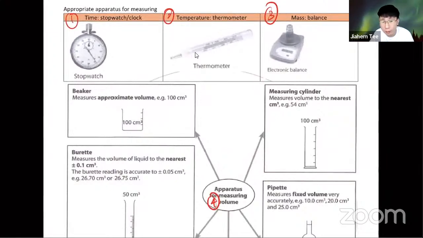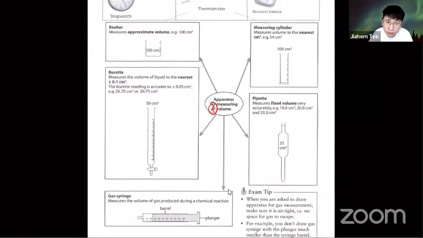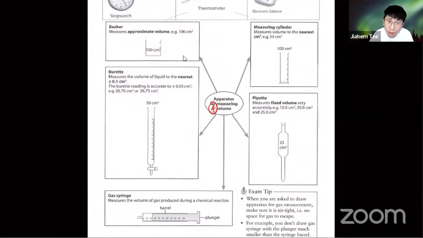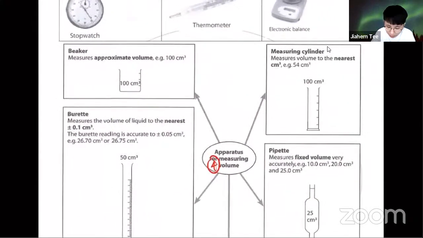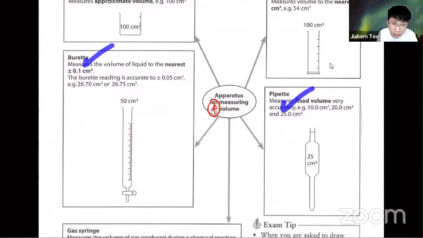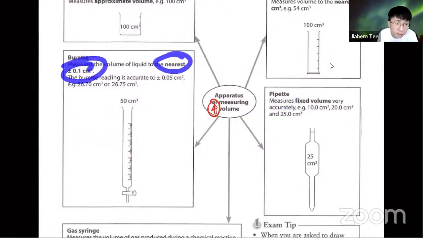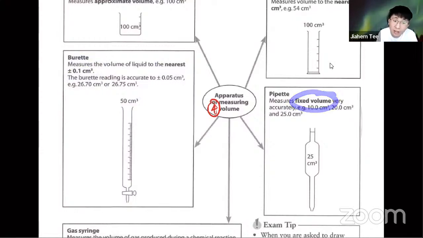If you compare among the others, your stopwatch, thermometer and electronic balance come up with lesser chance compared to volume, because for volume, you realize that you can have different apparatus to measure. Let's say if you want to measure approximate volume, you can use a beaker. For a better measurement, you can use a measuring cylinder, to the nearest cm cube. But if you want an exact value, some very accurate values, you're going to need a burette, you're going to need a pipette. So from here, to the nearest 0.1 cm cube, a pipette can give you a fixed volume very accurately. So the most accurate apparatus to measure volume is actually the pipette.